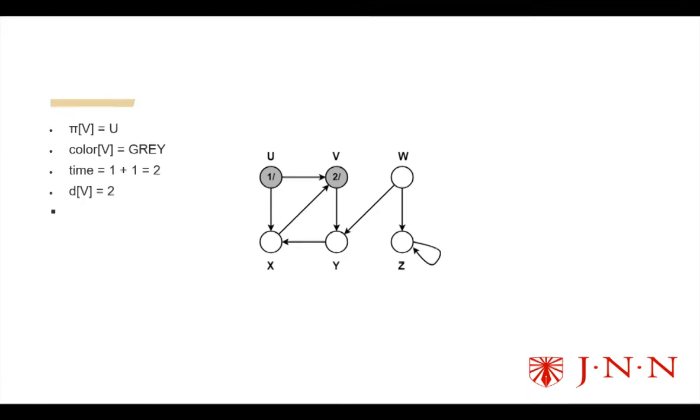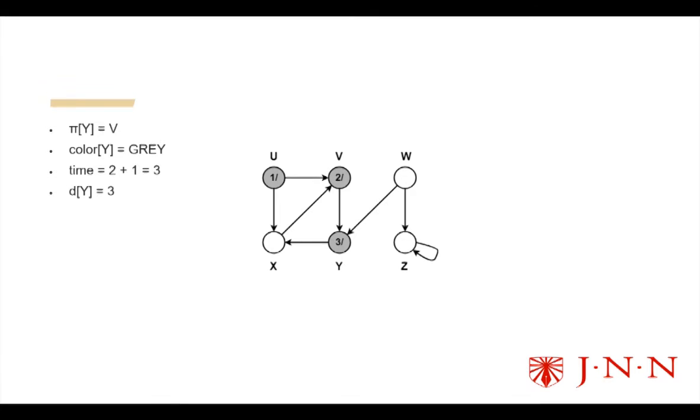the pi variable is storing the vertex, that is, U is the predecessor for V. Then immediately the white color of vertex V turns into gray, then the discovery time unit gets incremented: 1 plus 1 is equal to 2. That 2 unit of time value is stored on the discovery variable. Now the predecessor variable is V.